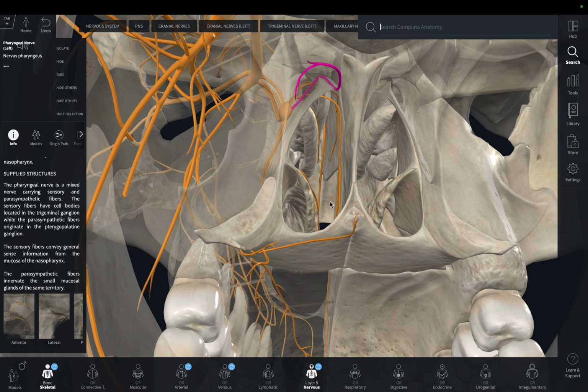It also provides the pharyngeal nerve, which carries sensory and parasympathetic fibers. The sensory fibers convey general sensation from the mucosa of the nasopharynx, whereas the parasympathetic fibers innervate the small mucosal glands of the same territory.